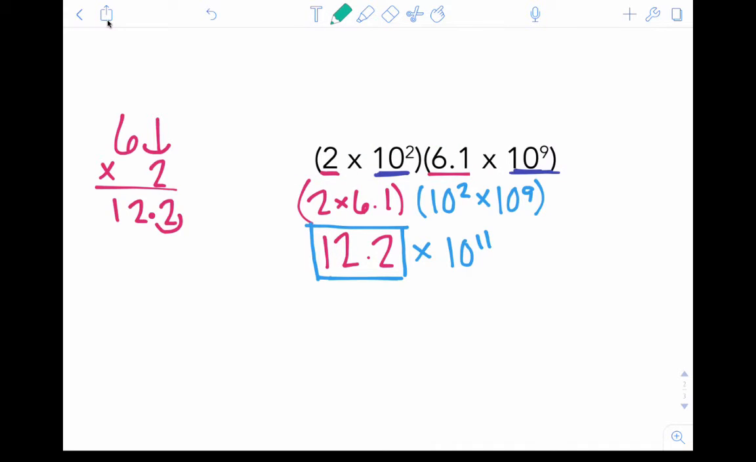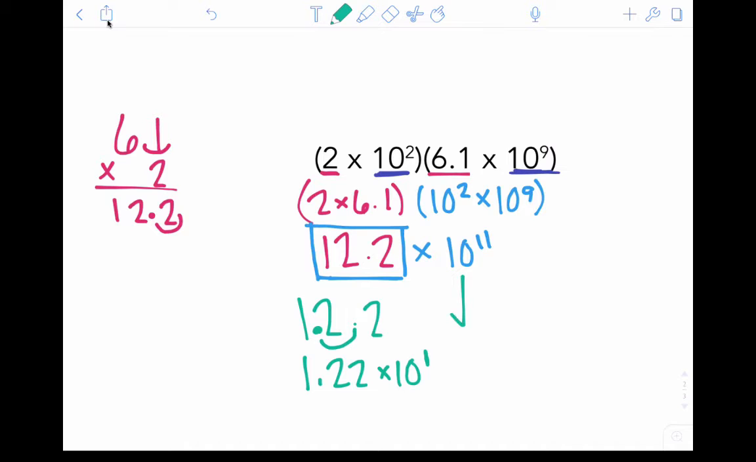So 12.2, I'm writing that in scientific notation. I want my new decimal point to be right here between the 1 and the 2. So this is 1.22 times 10, and my decimal moved one place. So I have a 1, and that's positive because 12.2 is greater than 1. So 1.22 times 10 to the first power is 12.2 written in scientific notation.